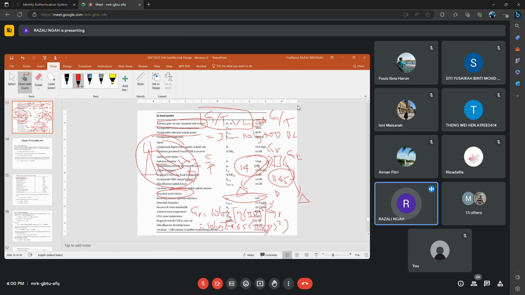So back to this, in terms of frequency, I think I did ask during a face-to-face class, the first question: why should different frequencies be used for uplink and downlink? Why do we need to use a different frequency for uplink and downlink?